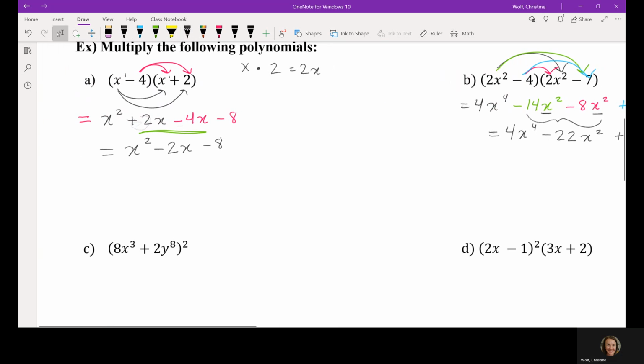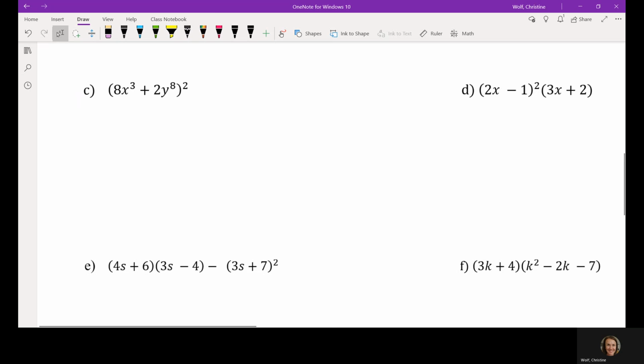Okay, next one. This looks a little bit different. I just have one binomial, 8x cubed plus 2y to the 8, and then that's all in brackets squared. Now, what a lot of students are tempted to do is just to bring in that 2 and square each term or multiply each term by 2, and that is very, very, very wrong, okay?